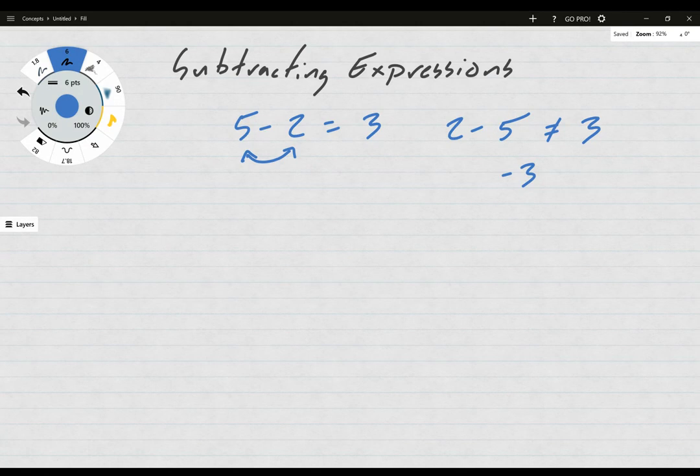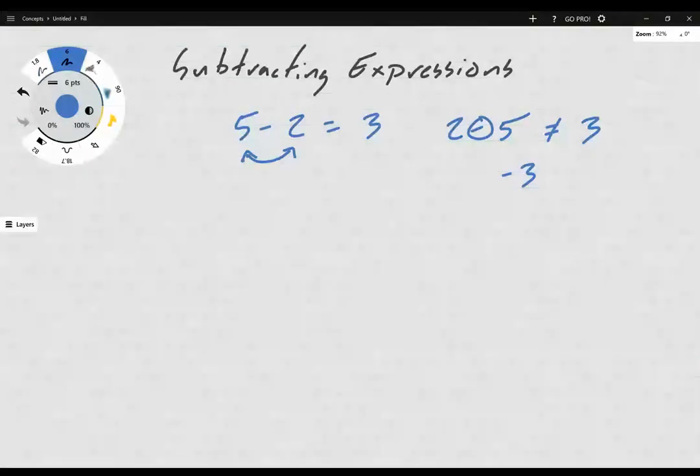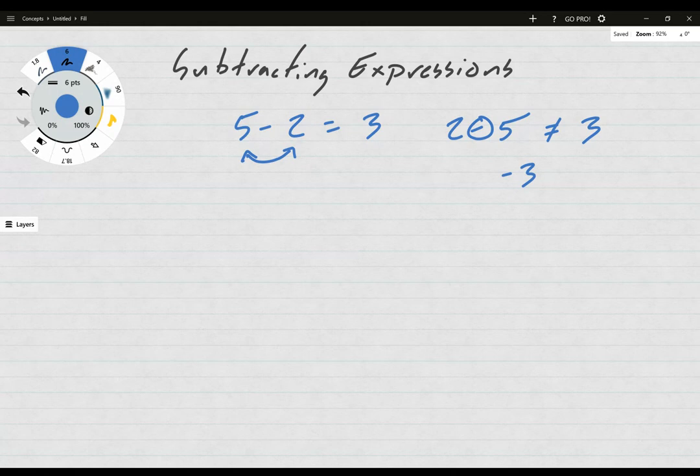So I just can't use the commutative property however I feel like. I have this negative sign I have to deal with. So let me show you.